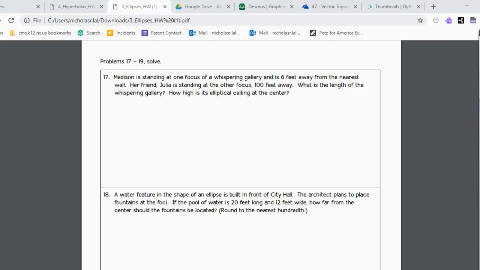So the first thing I'm going to do is draw a horizontal ellipse. All right, and then you're going to draw two foci. I'll draw focus 1 and focus 2. One thing to note is that these foci are 100 feet away from each other. I guess we could say Madison is at one focus and Julia is at the other focus.